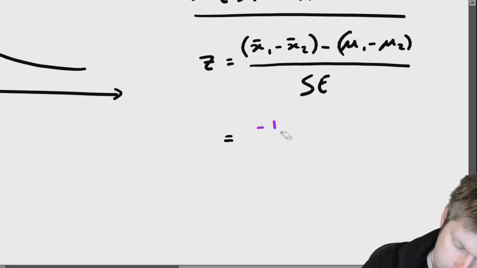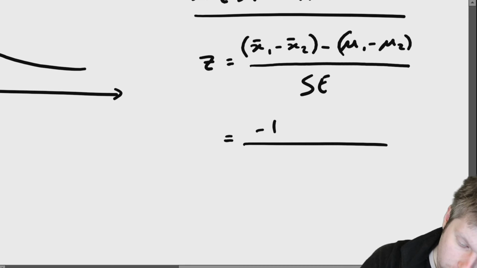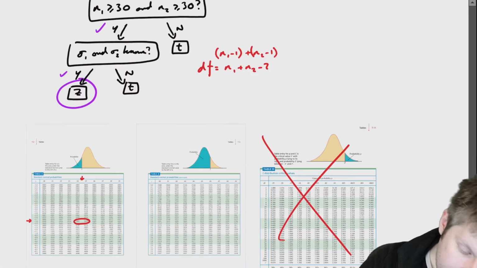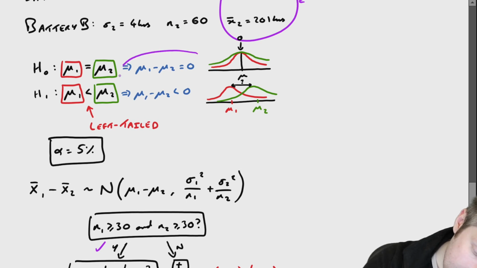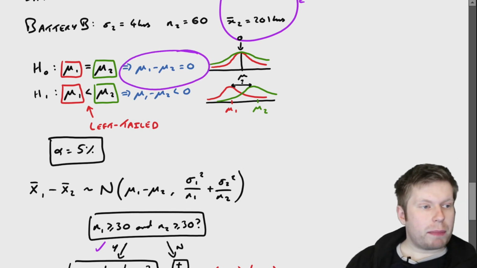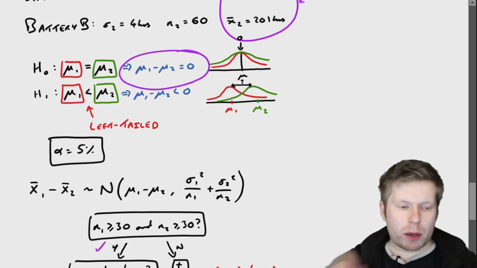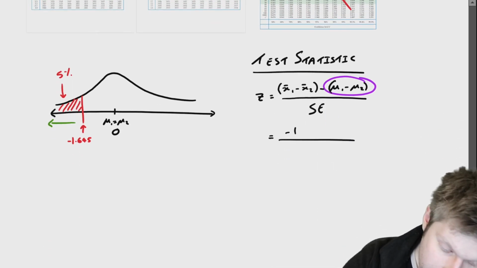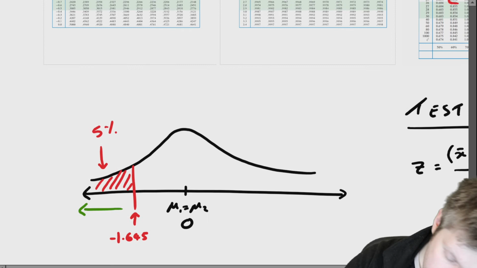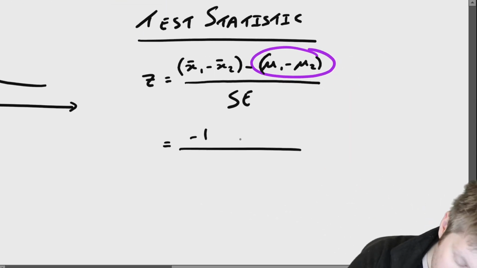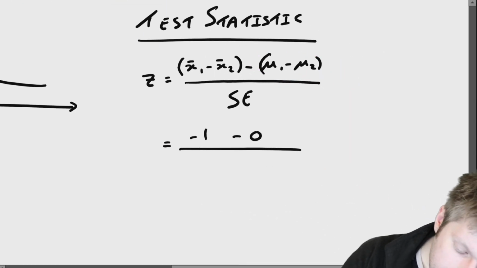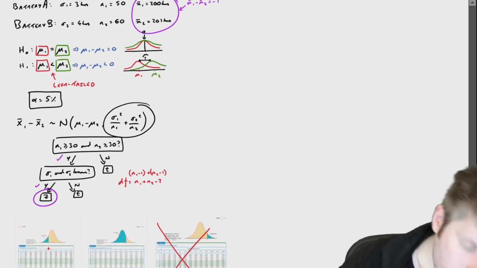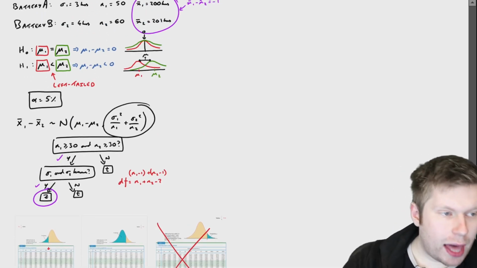Then I need to say, what is the hypothesized difference in my means? Are you happy that the hypothesized difference in my means is just 0? Because I'm basically assuming that the mean lifetime of those two batteries is the same. So I'm assuming those two things are 0. So I'm going to take away 0 here. Then if I divide by my standard error, I come up here to my distribution, and I'm going to take the square root of that thing.